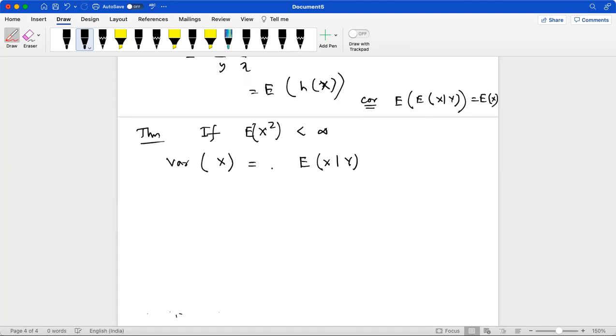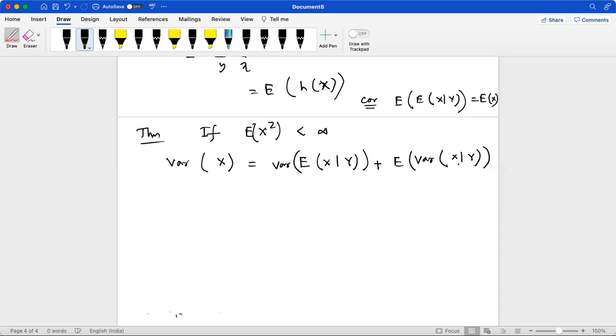Now, for this one, if you're taking the expectation of X given Y, and then taking the variance of that, this is not the variance of X. Conditional expectation, then taking variance, is not the variance. This is basically the variance part, and another part is there. What is this? This is the variance of X given Y, and then taking the expectation.